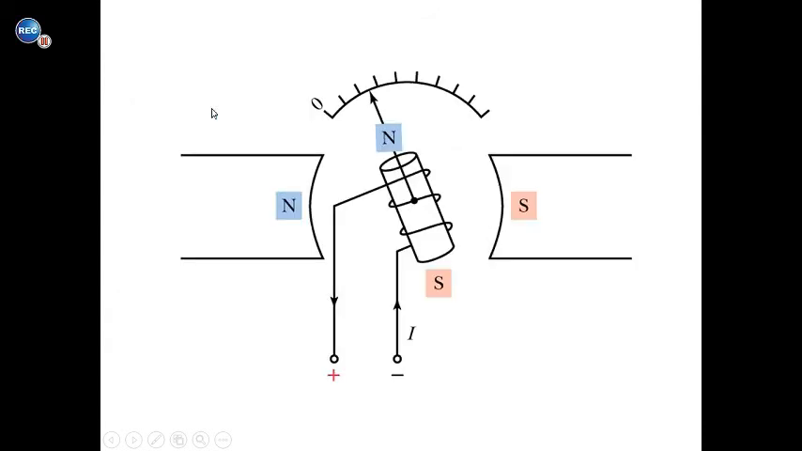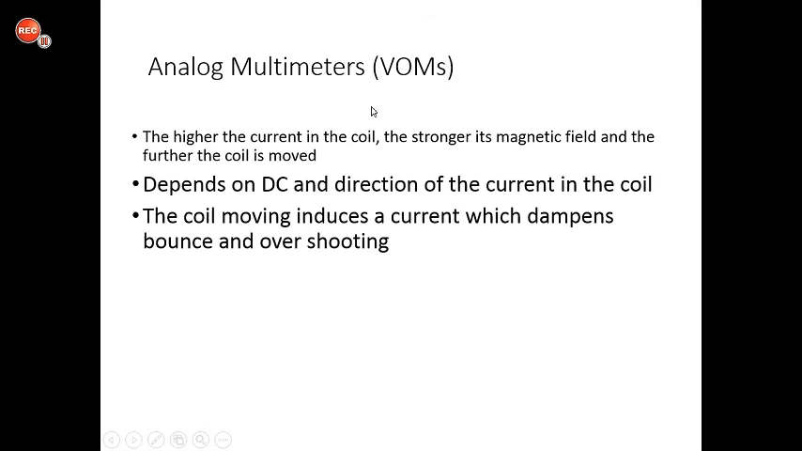This is a simplified version of that circuit. Permanent magnetic field north and south. As the current passes through the coil, we set up a north and south pole around the coil, and the needle will move against those springs. So the higher the current in the coil, the stronger its magnetic field, and the further the coil is moved. More current or higher voltage, which results in more current, means a stronger magnetic field, and the coil turns farther, and the needle indicates a higher voltage or current.